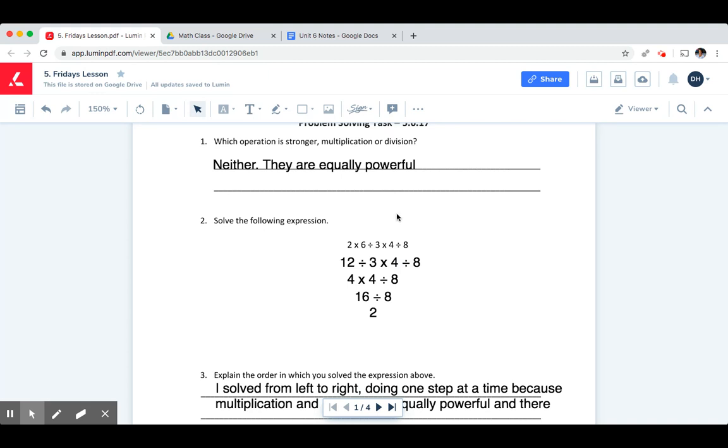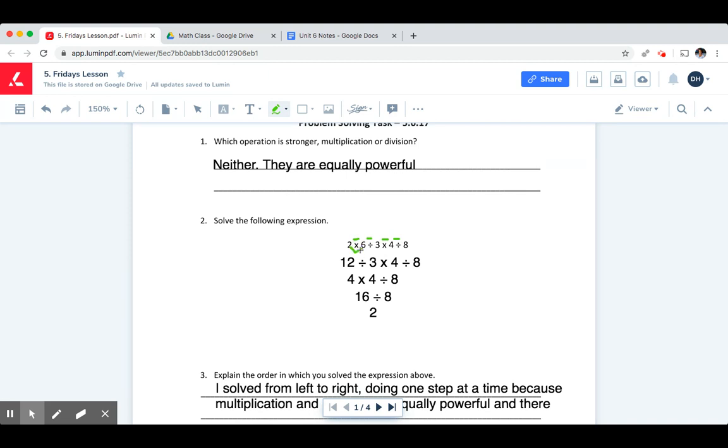For number 2, we needed to solve the following expression. I noticed that this expression only had multiplication and division, and it did not have any parentheses. So how do you think we should solve? Correct. We should solve from left to right because there's only multiplication and division, and they're equally powerful. So I should just start at the left and work my way to the right.